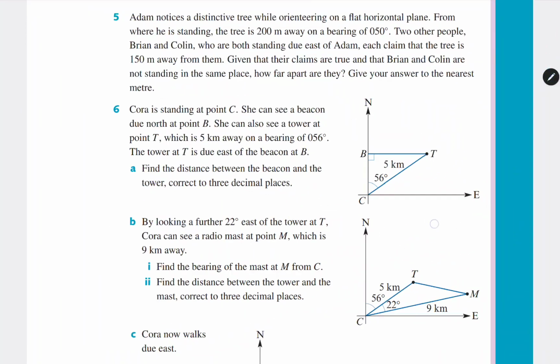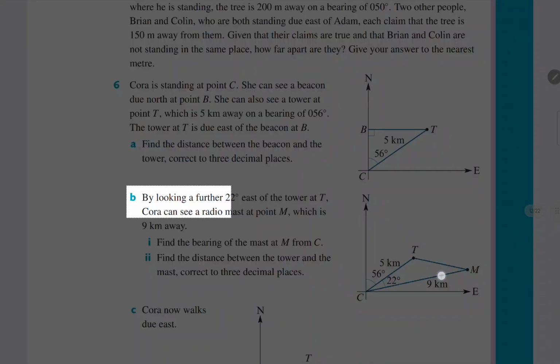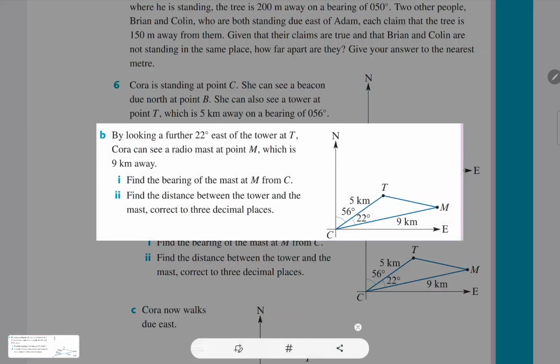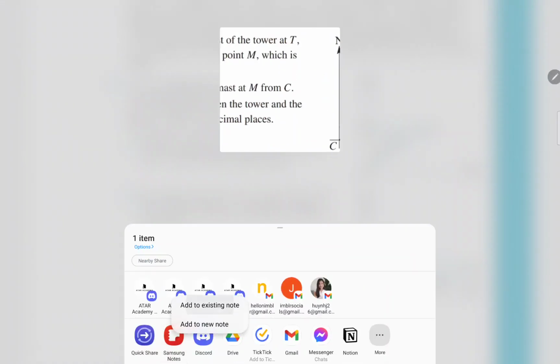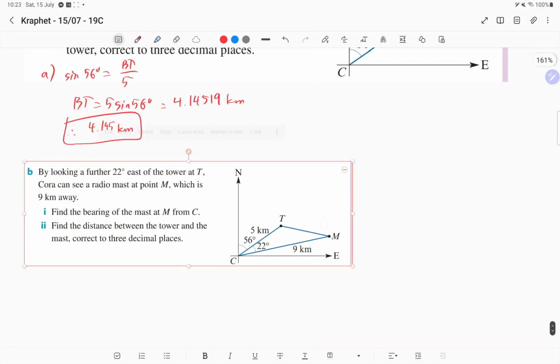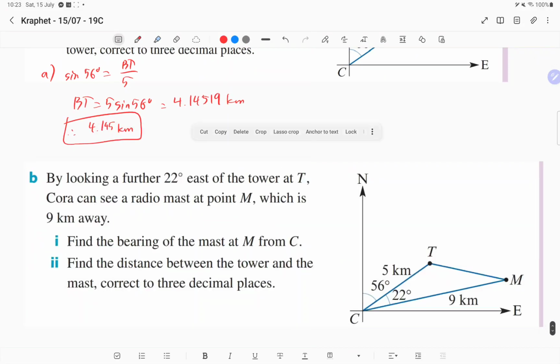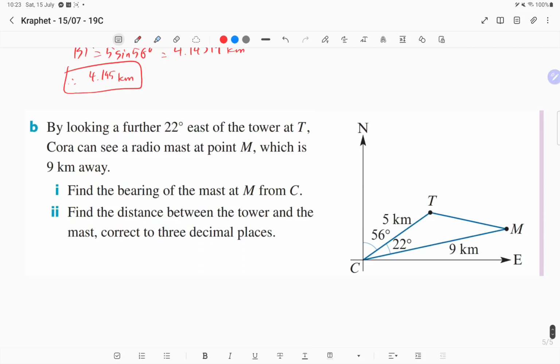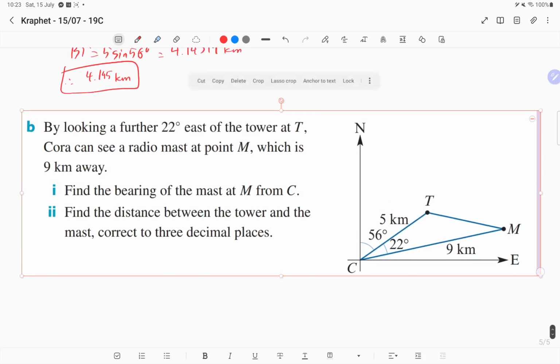Next, question B. If they break it down like this, it normally makes things a bit easier. So the longer questions are actually easier than the shorter ones. The short ones are the ones where they don't give you enough information. You've got to deduce a lot of stuff by yourself. Those are the harder ones.